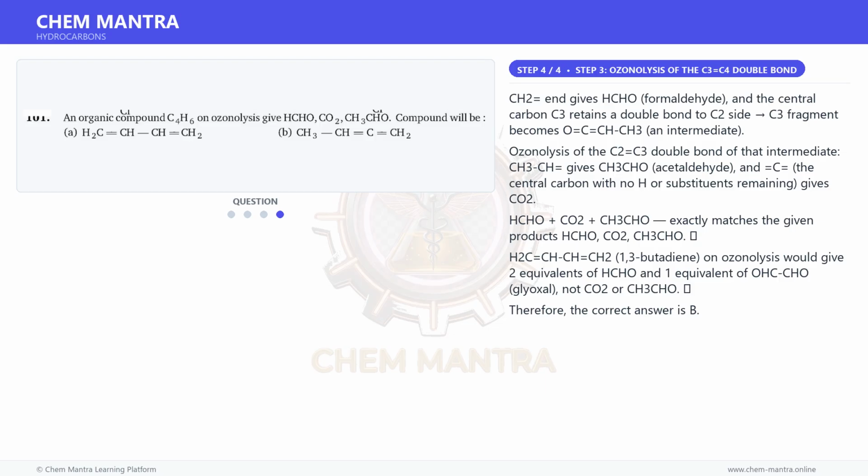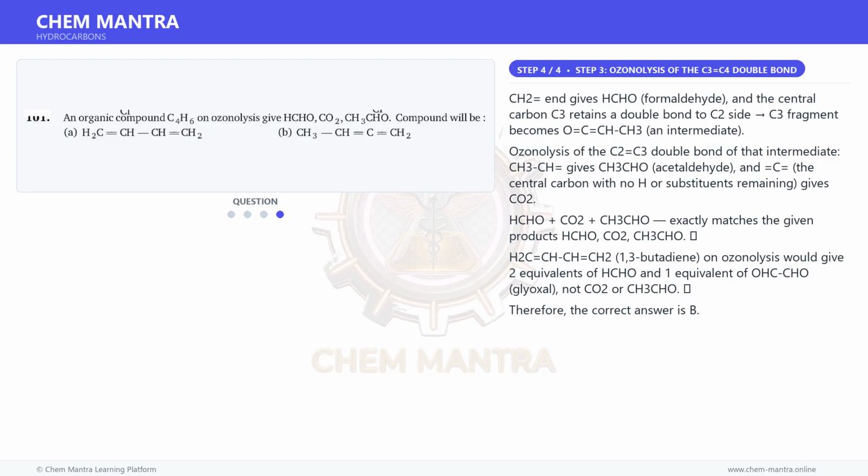The C3 fragment becomes O=C=CH-CH3, an intermediate. Ozonolysis of the C2=C3 double bond of that intermediate, CH3CH= gives CH3CHO, acetaldehyde, and =C=, the central carbon with no H or substituents remaining, gives CO2. HCHO plus CO2 plus CH3CHO exactly matches the given products HCHO, CO2, CH3CHO.